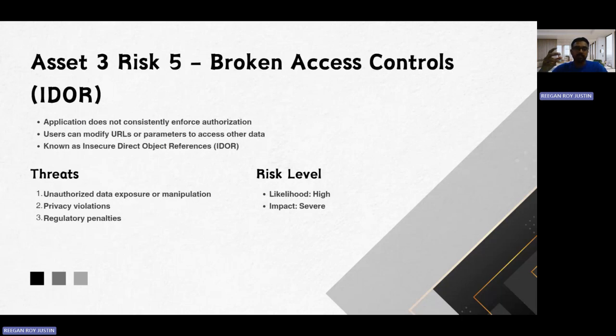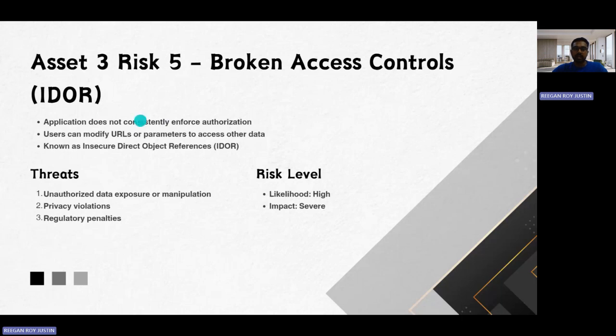The last risk is broken access controls, IDOR, also called insecure direct object references. This happens when the application doesn't verify whether a user has permission to access a resource. For example, an attacker could change a user ID in the URL to see or edit someone else's data. This is a serious privacy risk because it's easy to exploit and often overlooked during deployment.